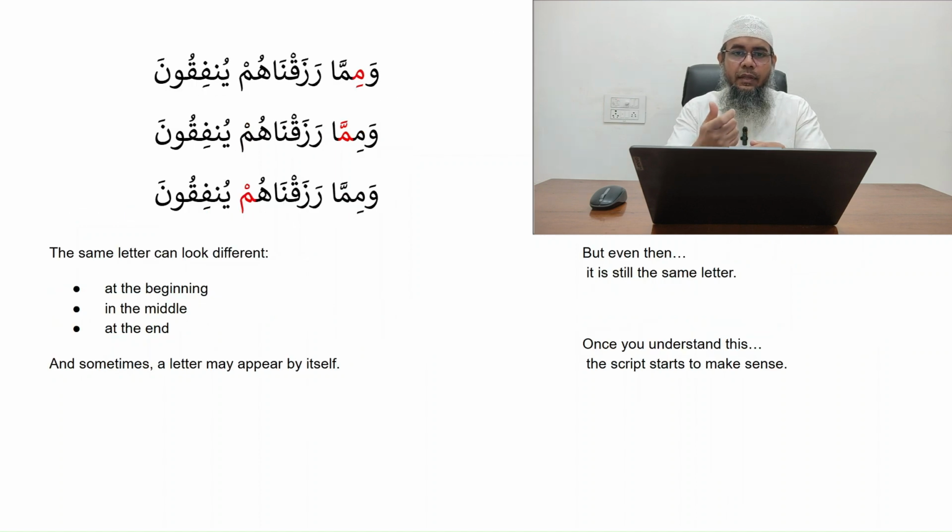The same Arabic text, now I have highlighted the position of the letters as they appear in the beginning, middle, and end of words, not the sentence, of words. So the same letter can look different at the beginning, in the middle, at the end. And sometimes a letter may appear by itself. But even then, it is still the same letter. Once you understand this, the script starts to make sense.